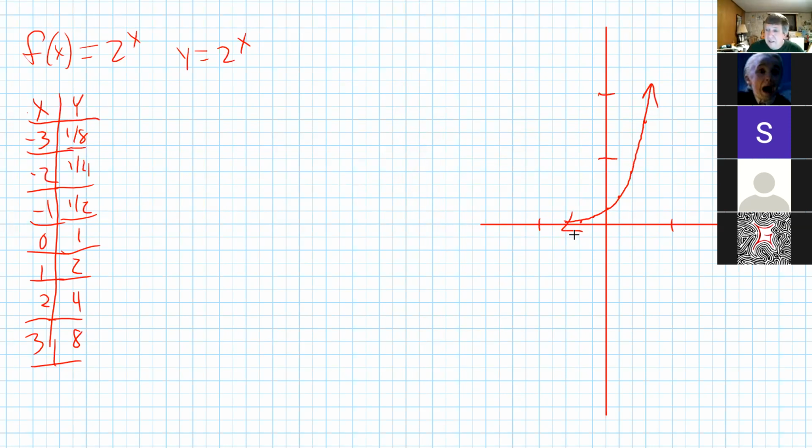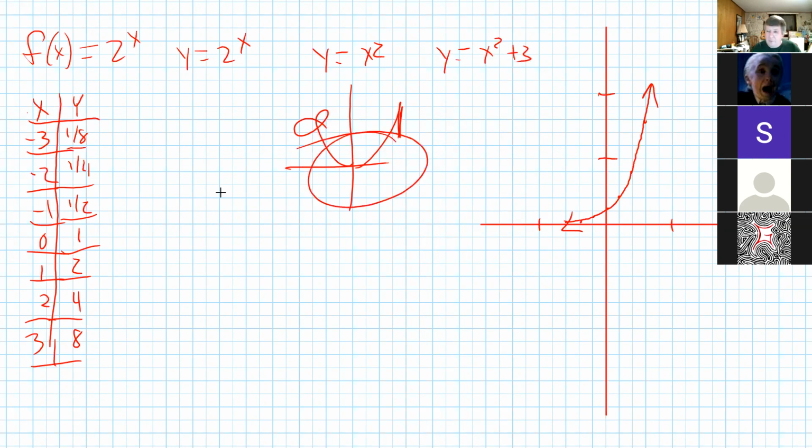Remember back in the previous chapter, if we graphed y equals x squared, we got this parabola. And then if we graphed y equals x squared plus 3, what happened to the parabola? Do you remember? What did a plus 3 outside do? It moved the graph up 3 units. And if we had y equals x squared minus 2, it moved it down 2 units. You remember that?